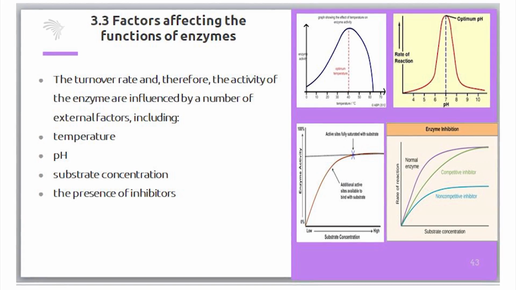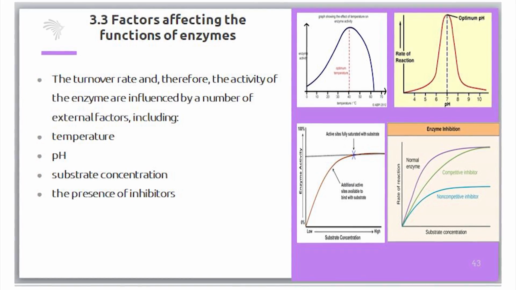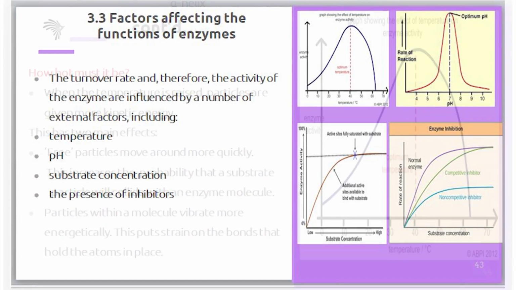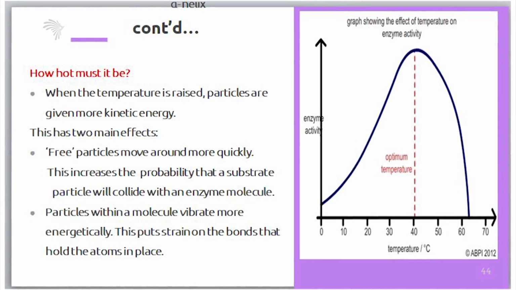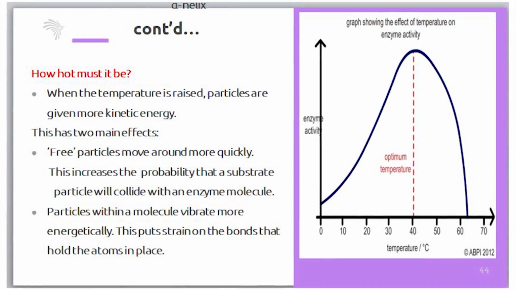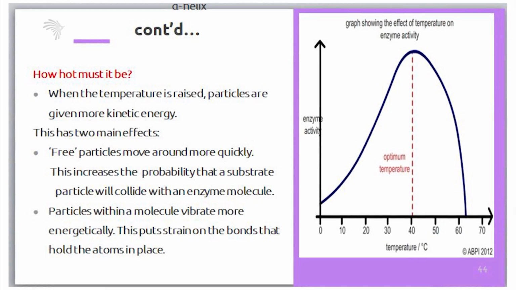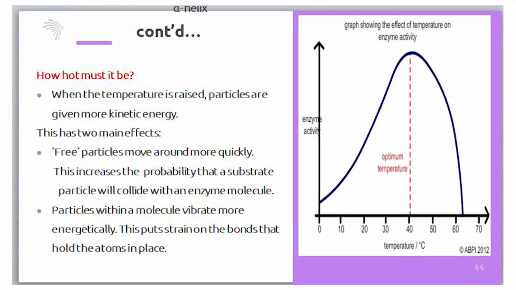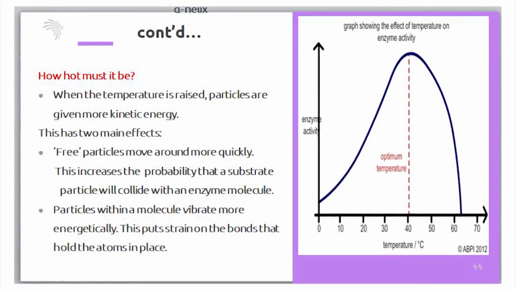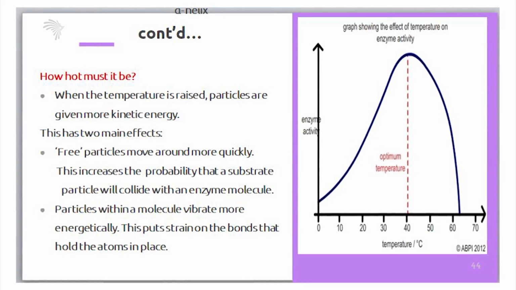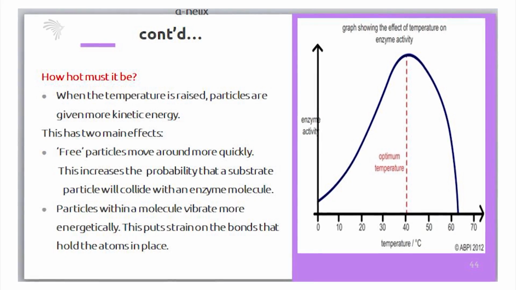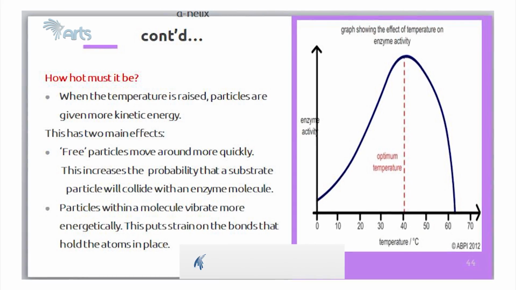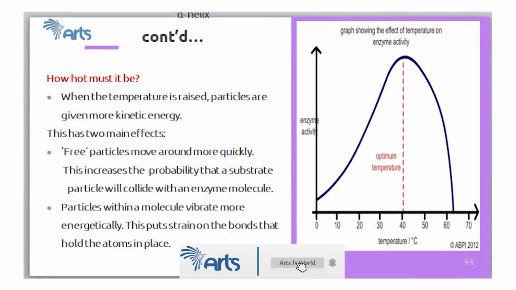Regarding temperature, when the temperature is raised, the particles are given more kinetic energy. It has two main effects. Free particles move around more quickly. This increases the probability that a substrate particle will collide with an enzyme molecule. Second, particles within a molecule vibrate more energetically. This puts strain on the bonds that hold the atoms in place.